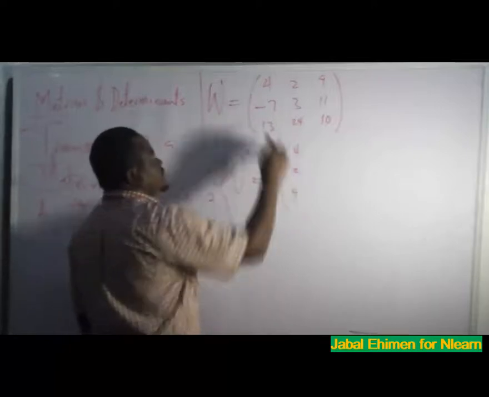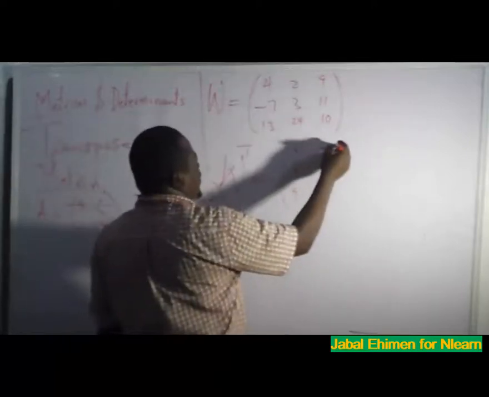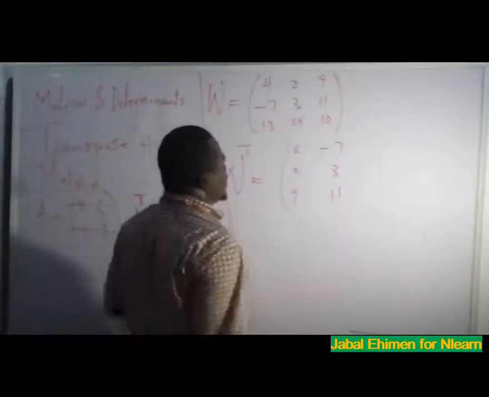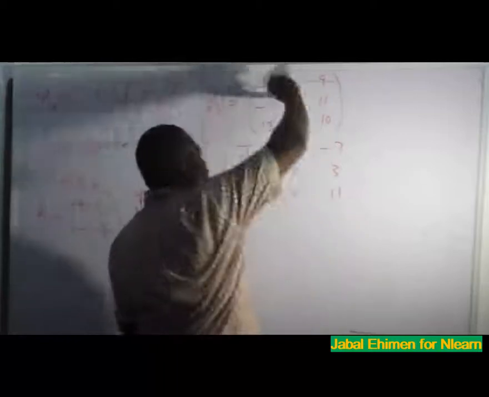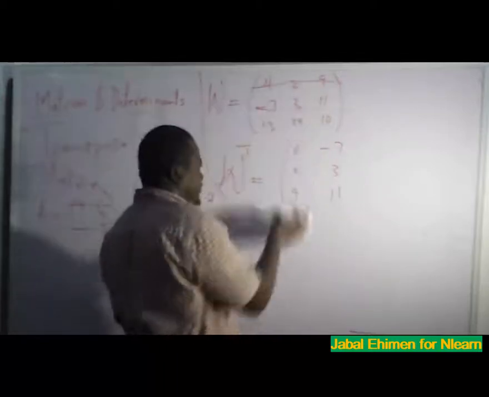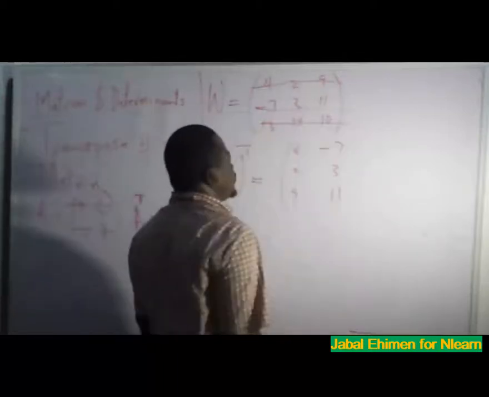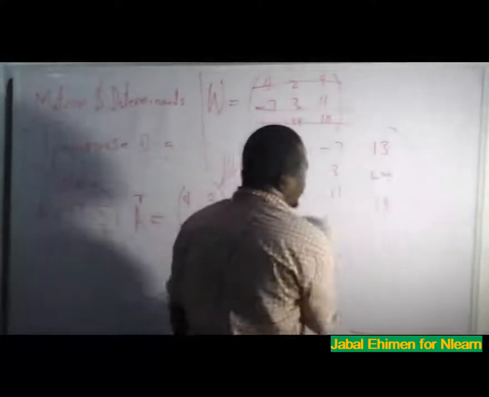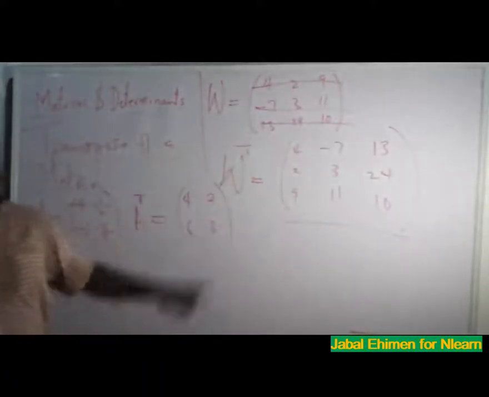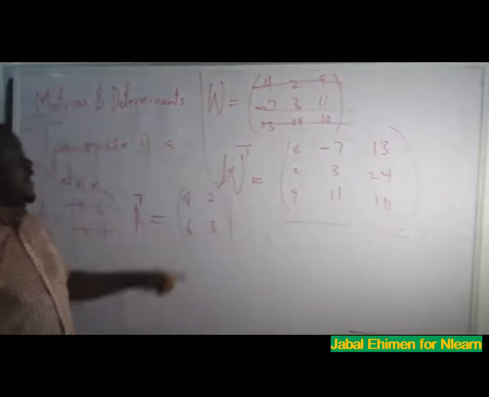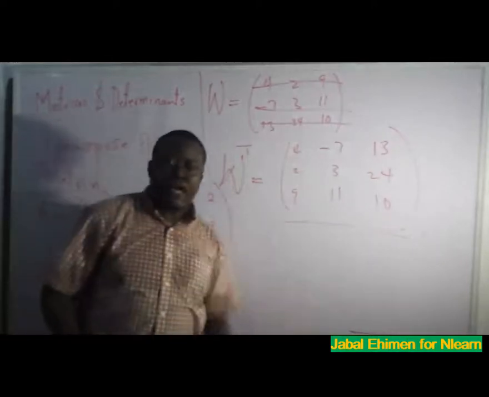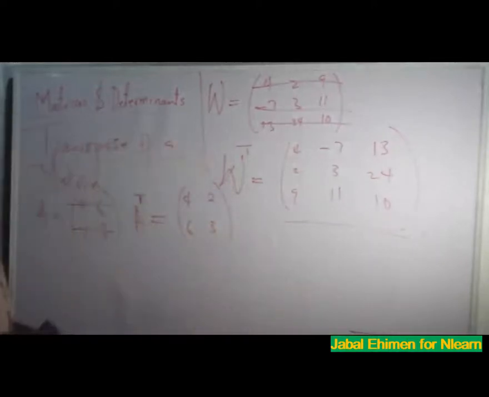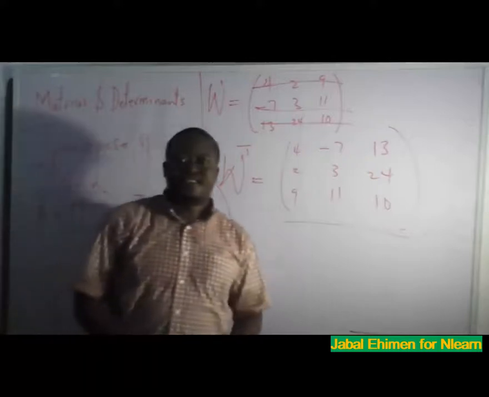If I say that the transpose becomes, what do you get? 4, 2, 9. Then minus 7, 3, 11. And this is the last one. I stand this, I stand this, and when I stand this, it becomes 13, 24, and the value 10. So ladies and gentlemen, that is that. For the transpose of a matrix, you convert the row into a column. Now we'll move to the next stage.